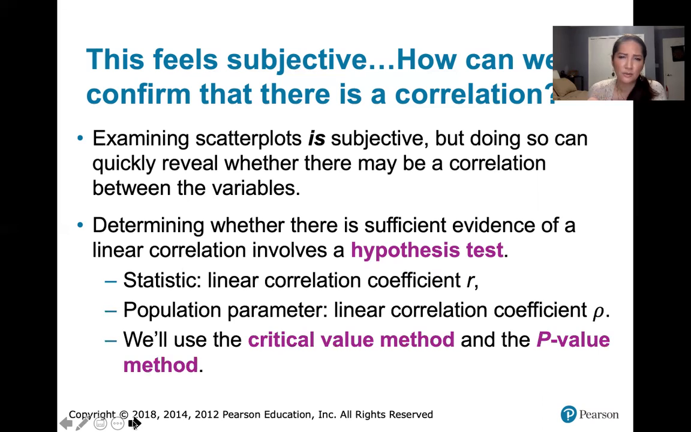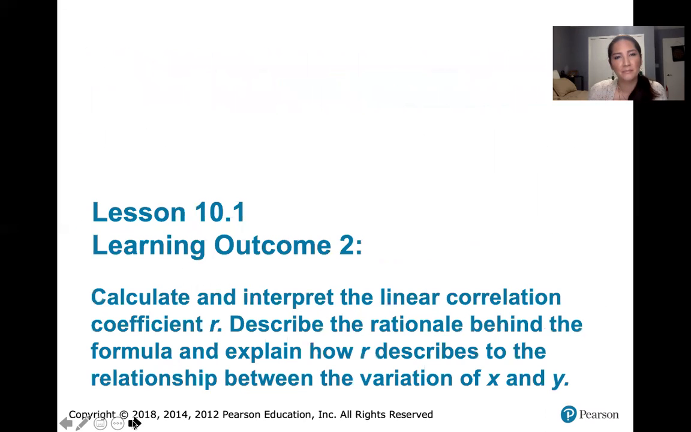If we want to conduct that type of hypothesis test, we're going to use either the critical value method or the p-value method. So we're going to talk more about the linear correlation coefficient R in the next video. I hope you are comfortable now just looking at graphs or looking at scatter plots and seeing whether there appears to be a linear correlation between two variables, and whether that linear correlation would be positive or negative, or whether there might be a nonlinear correlation between the two variables.